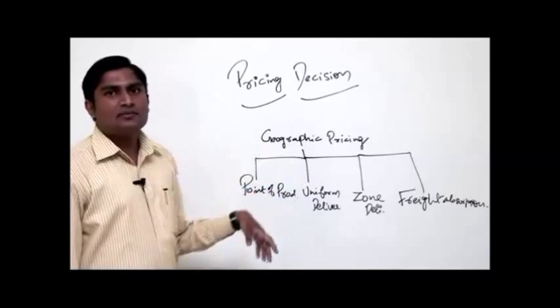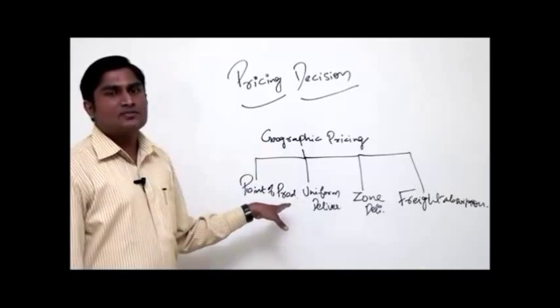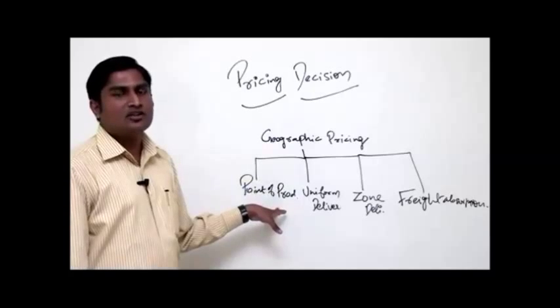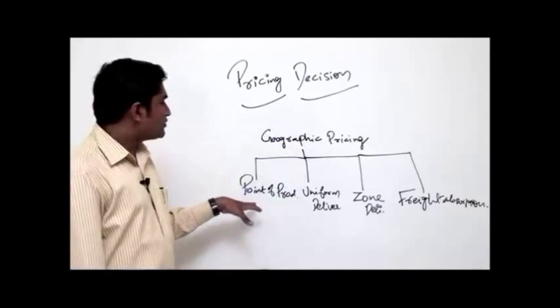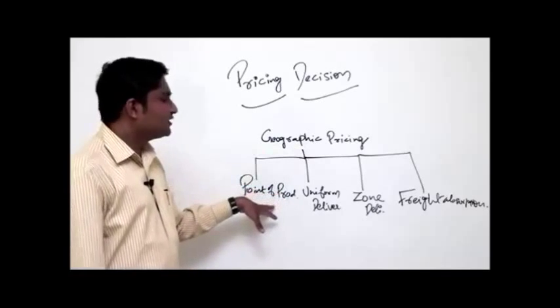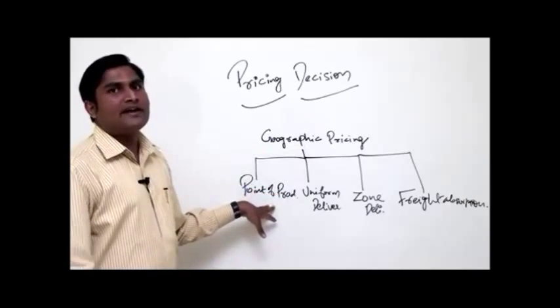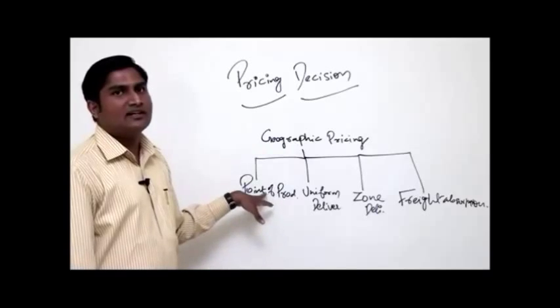So if the point of production strategy is being followed, the client will be asked to pay the freight charges separately. The freight charges, which are incurred differently for various clients on the basis of their geographical location, won't affect the price at all. In point of production pricing, the price will remain the same and the freight will be paid by the client directly.